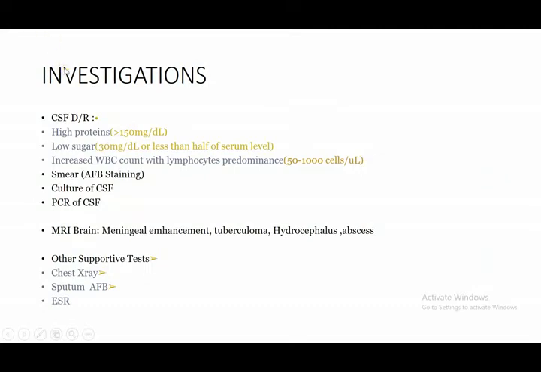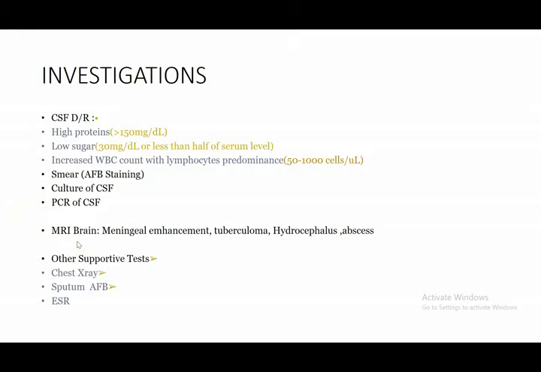The most important investigation is again CSF study, which shows high protein and low sugar, and increased WBC count with lymphocytic predominance, usually in the hundreds. On smear with AFB staining, you can find positive AFB staining in 25 to 40% of cases. Culture of CSF is important for TB meningitis for its detection as well as drug sensitivity.